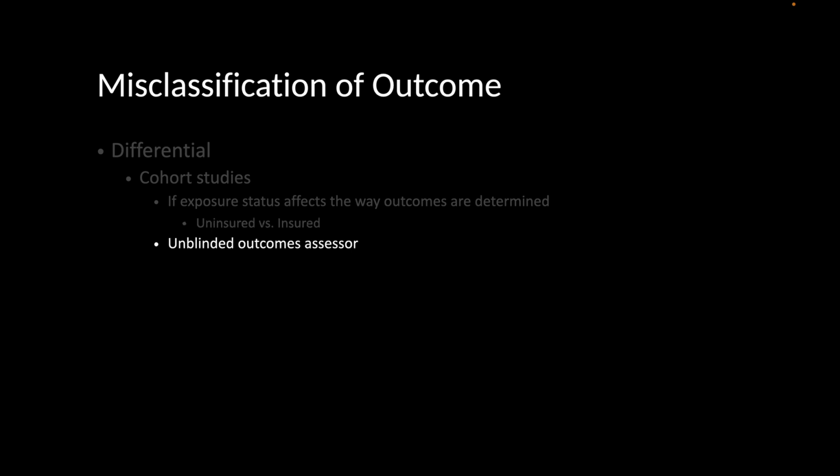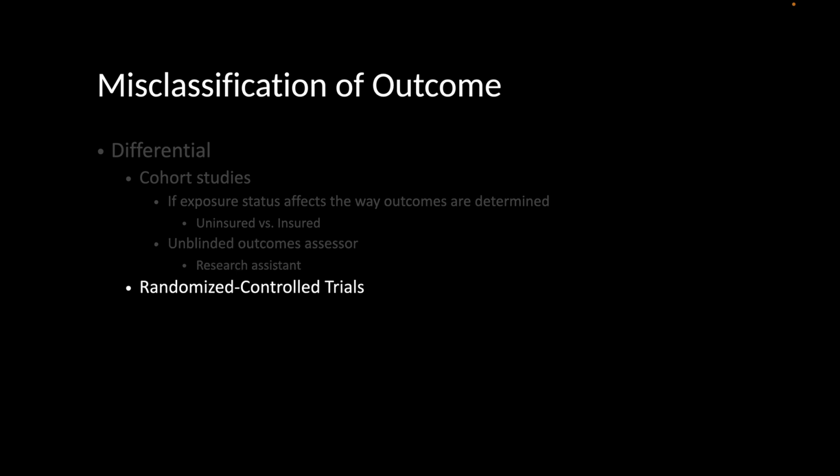And an important one in cohort studies is when the outcomes assessor is unblinded. Whoever it is who's determining whether the outcome happens or not, if they know that the person is exposed or unexposed, they might be more likely to find the outcome in one way or another, ask the right questions and probe and look a little bit more to find out if the person has the outcome of interest.